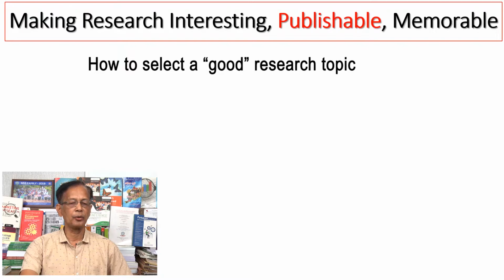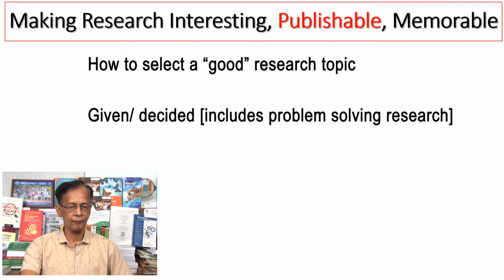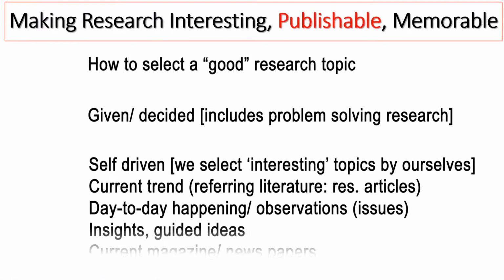Then how to get a good research topic? Usually either a research topic is given or decided, which can include some problem solving research, or it could be self-driven. Then we select the interesting topics by ourselves. How do we select the topics? To me, I think we need to understand the current trend.